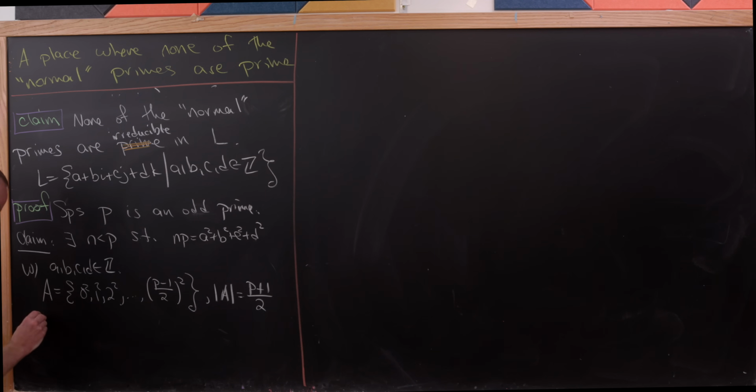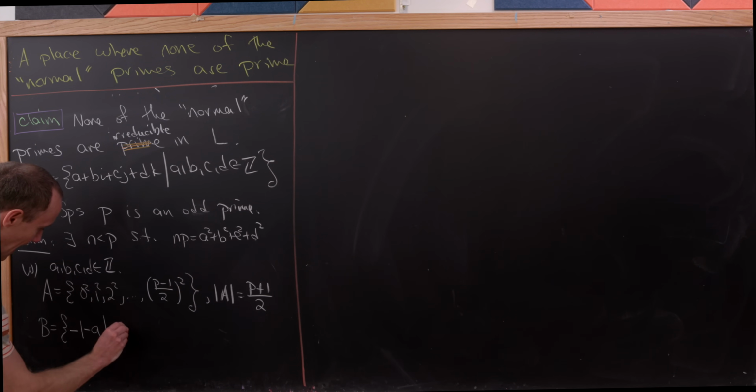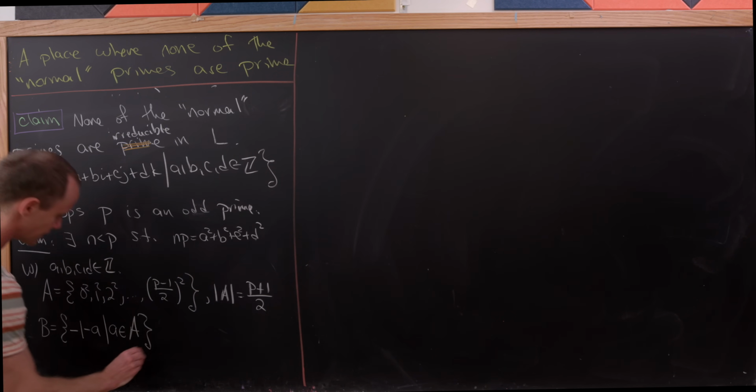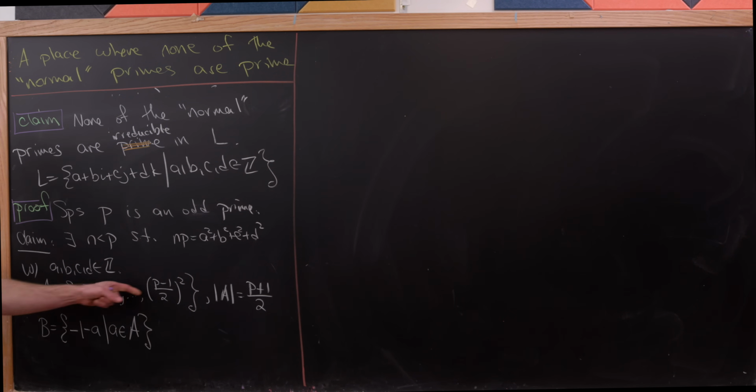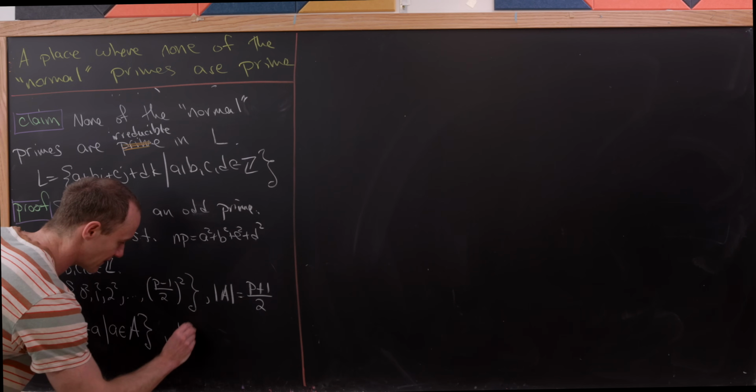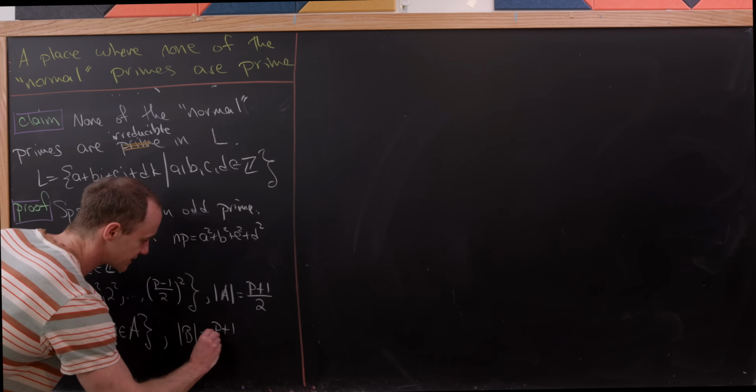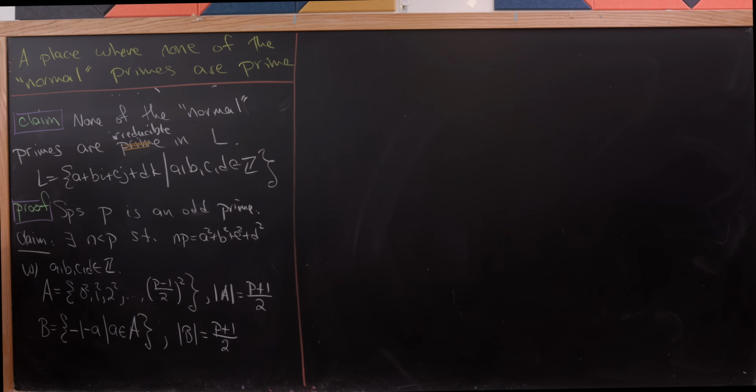Now we'll look at this set B, which is going to be related. It's actually going to be minus 1 minus a, as a runs through A. So it's just going to be these things shifted in a certain way. Well, negated and then shifted. But since we're building B out of the elements of A, the number of elements in B is also p plus 1 over 2.